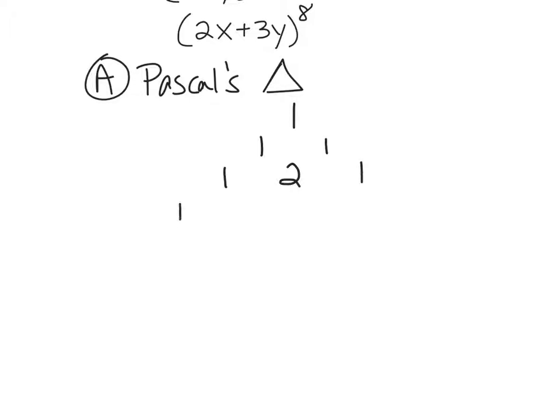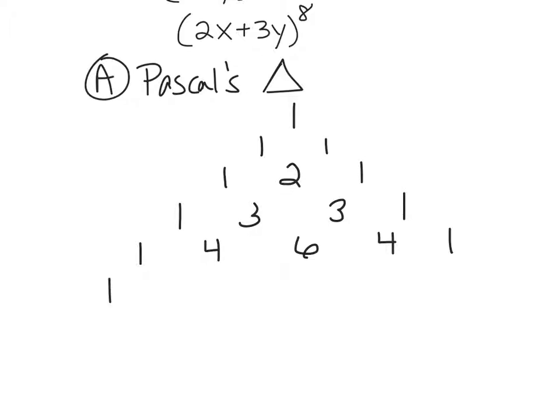Okay. Write a 1 again. Take the two numbers above and add those up. 1 plus 2 is 3. 2 plus 1 is 3. And then another 1. And we can keep going. We can go as far as we want to. We go 1. 1 plus 3 is 4. 3 plus 3 is 6. 3 plus 1 is 4. End with a 1.